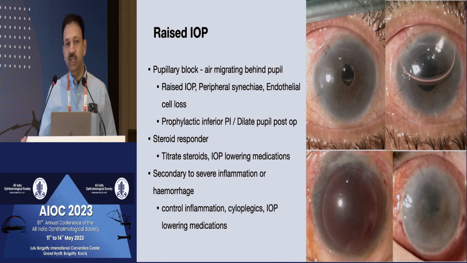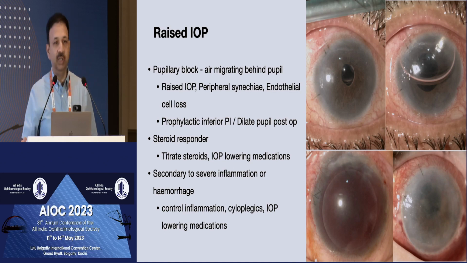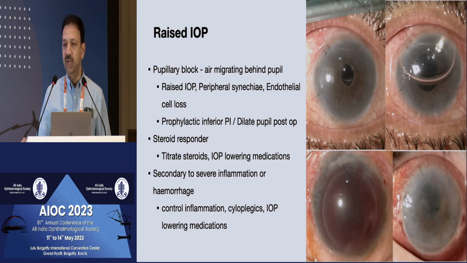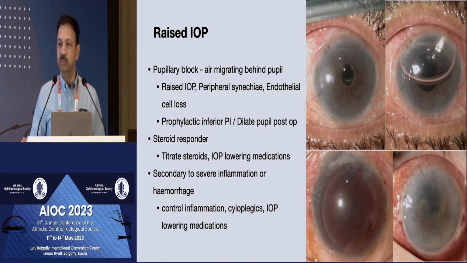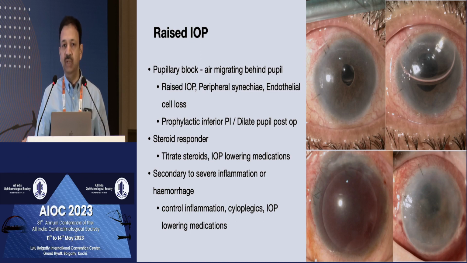So to prevent that, you can do a prophylactic inferior PI during the surgery or dilate the pupil post-op to avoid this scenario. And if not treated, it can also result in what is referred to as the Urrets-Zavalia syndrome, where you can have a fixed dilated pupil, and in a phakic eye, you can develop lens opacities as well. Once you see that, you have to remove that air bubble and reform the anterior chamber.